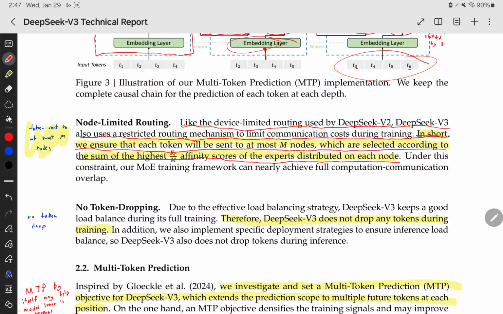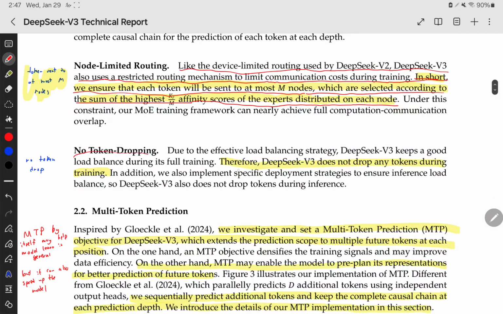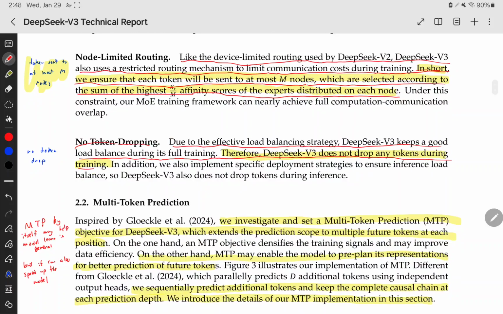Basically, you don't want your experts going all over the place, so they're going to use a ton of nodes to train this thing, compute nodes. So this kind of limits that. And no token dropping. They mention that due to the effective load balancing strategy, DeepSeek keeps a good load balancing during its full training. Therefore, DeepSeek-V3 does not drop any tokens during training.